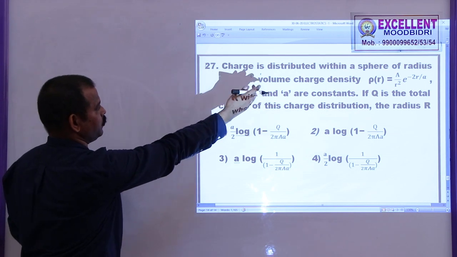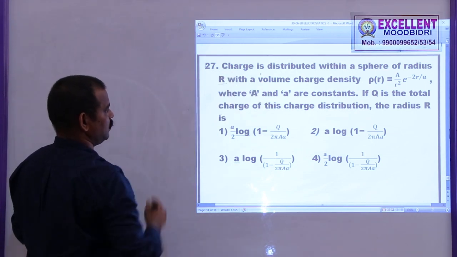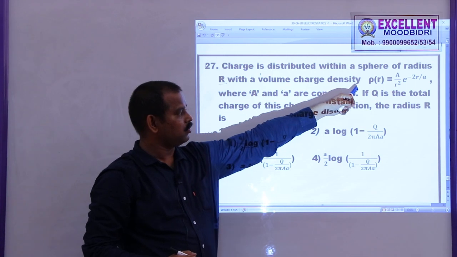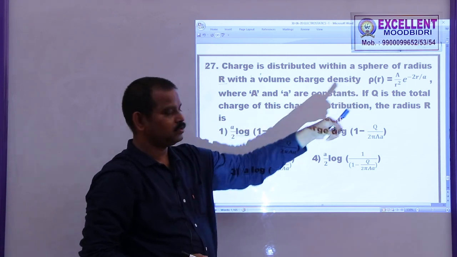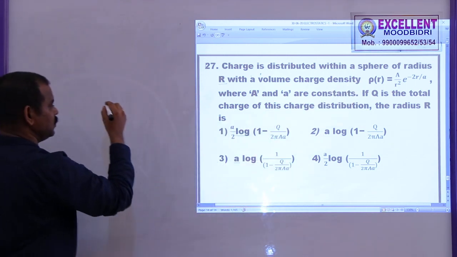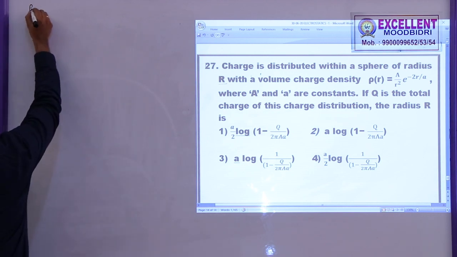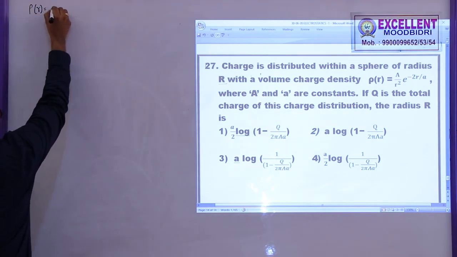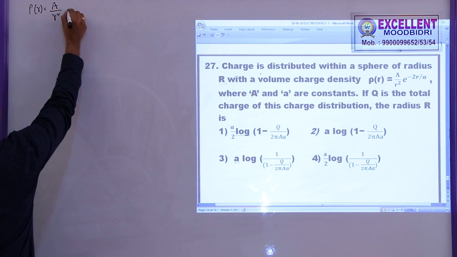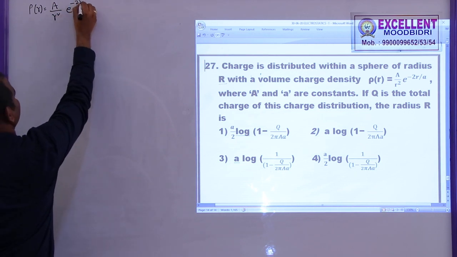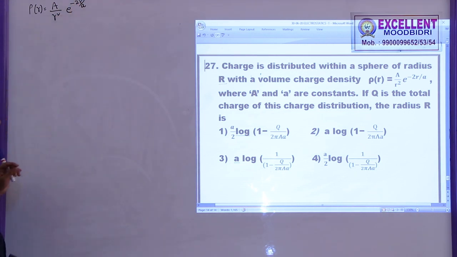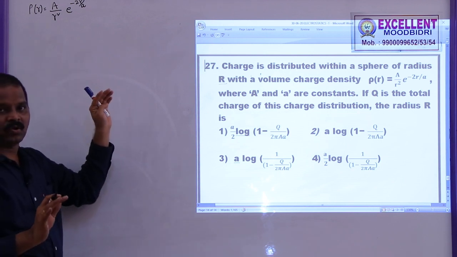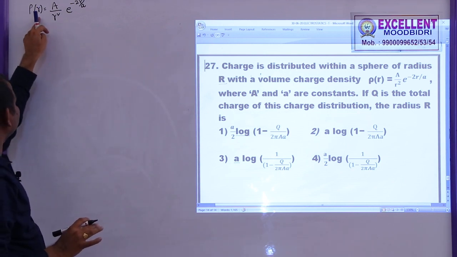Charge is distributed within a sphere of radius R with the charge density ρ(r) equal to A by r² e^(−2r/a). So what is the surface charge density here? In this problem, ρ(r) is given by A by small r² e^(−2r/a). Here the charge density is not constant, it is also varying with the distance r.